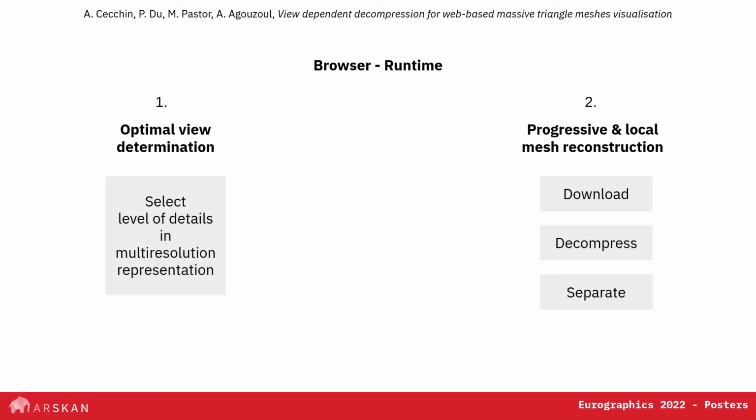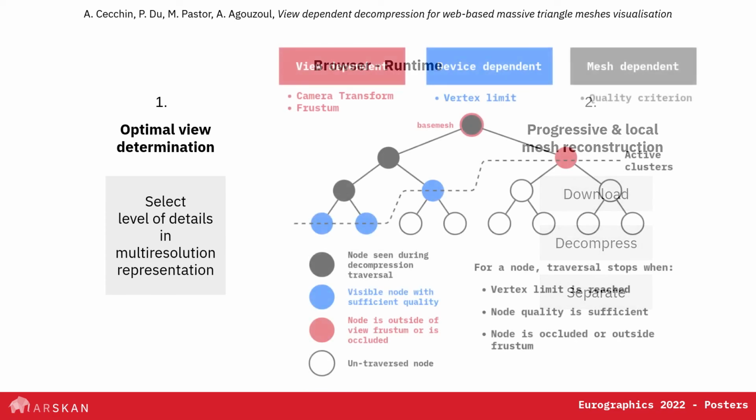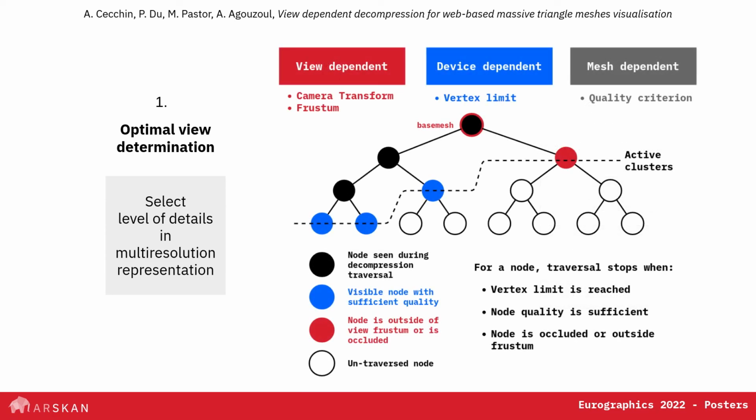Our framework is separated into two runtime processes. The first one interprets the tree as a multi-resolution representation of the mesh. It selects for every frame the optimal nodes based on visibility, mesh quality, and device performance.